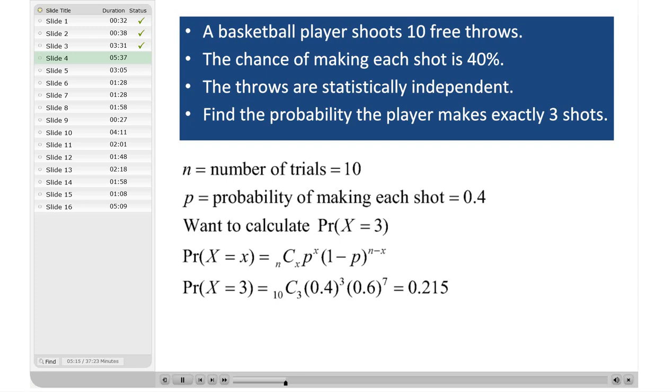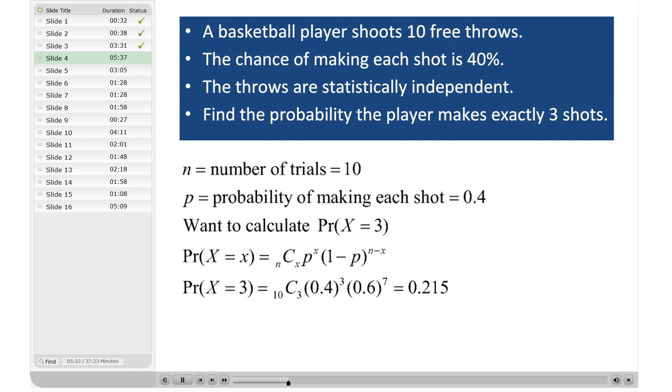Okay, so how do we do this problem? The first step in this problem is actually just figuring out what type of problem it is. That's always the first step on every problem. And this is, of course, a binomial distribution problem. And we saw why on the previous slide.